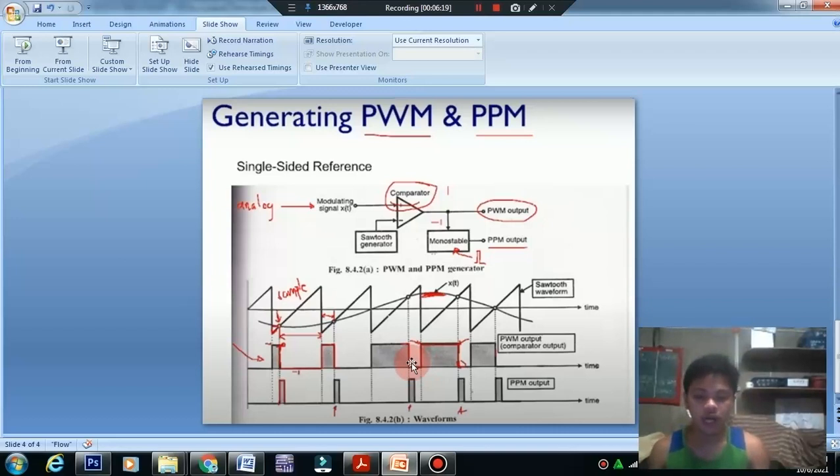When we convert the analog signal into its PWM output, what we are actually doing is sampling the amplitude. We are comparing the amplitude of the input modulating signal to the sawtooth waveform. Another term for this comparison is sampling, or we are getting the sample at the point of intersection here and here. So you cannot compare without taking a sample. That's all.